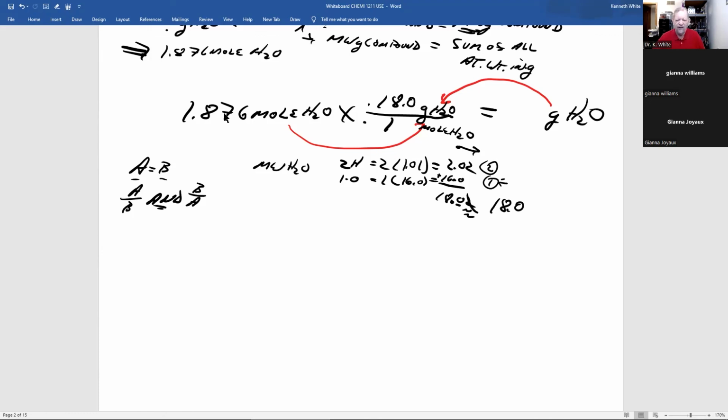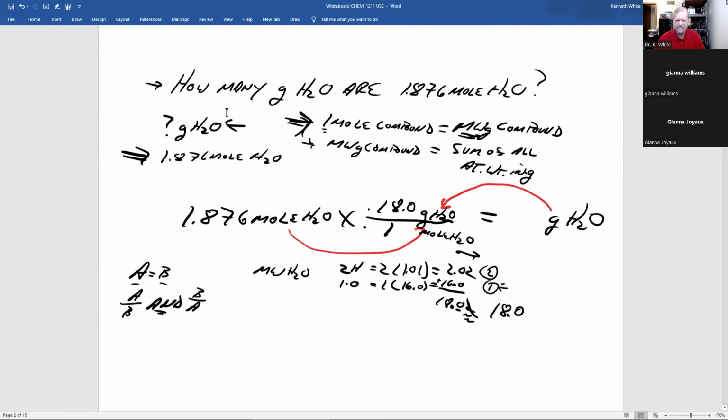Now, remember, this is 1 mole, this is the molecular weight. I saw people putting 1 gram, the 1 on top and the 18 on the bottom. That doesn't make any sense. Remember, look at this. You're going to be given that.